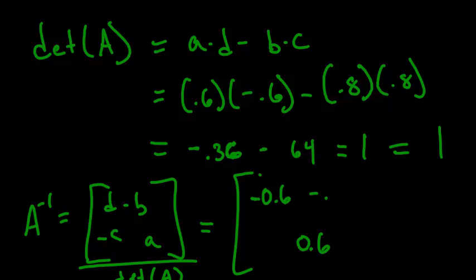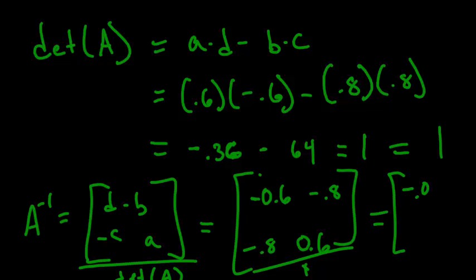So now, coming back to this, we have negative 0.8 and negative 0.8, and this is over 1. So this is just equal to our inverse matrix. So this is 0.6, minus 0.8, 0.6, and minus 0.8.